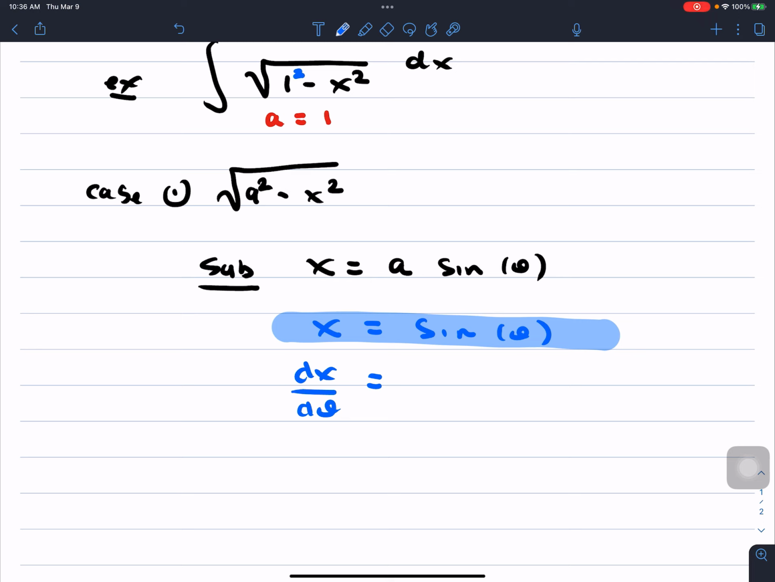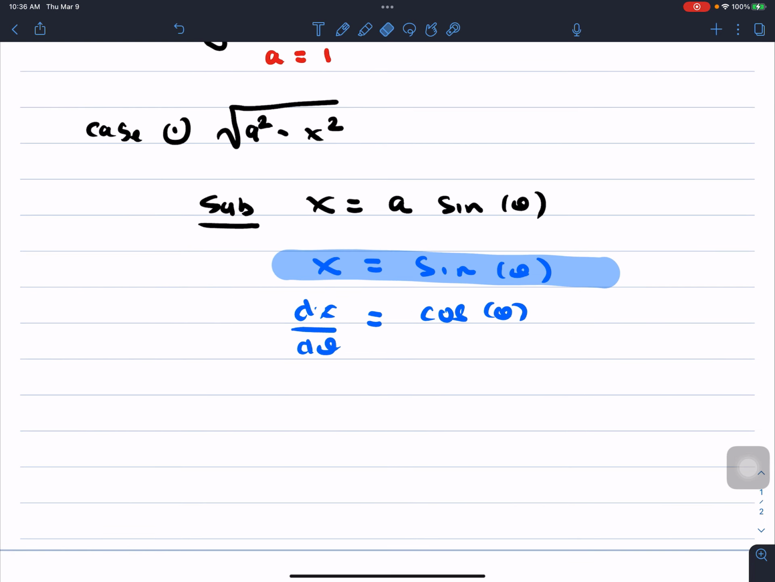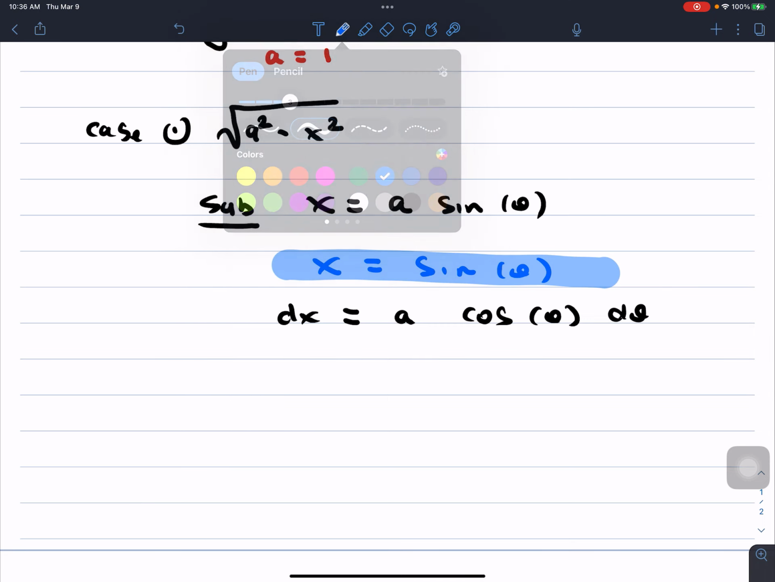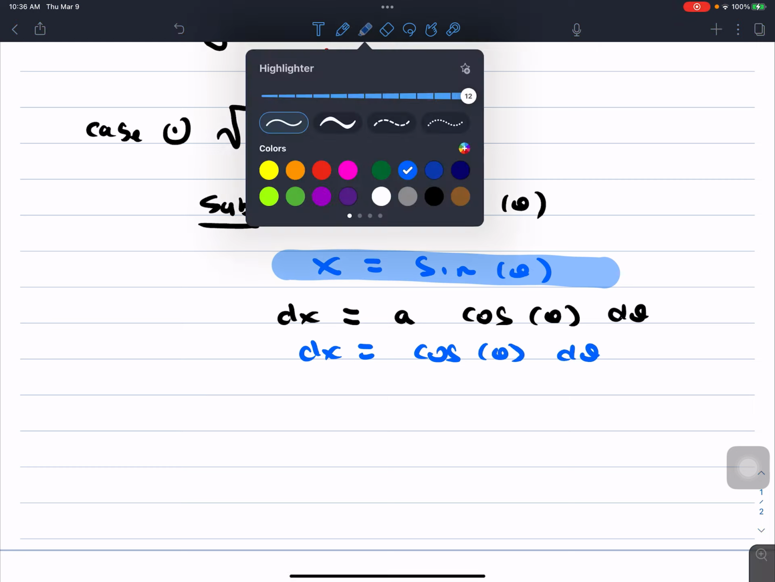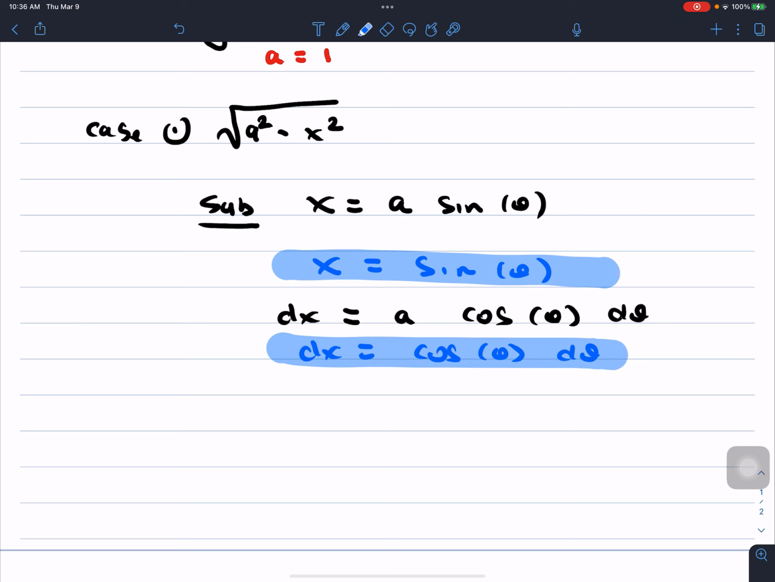So what's the derivative of sine? Is that cosine? Okay. So what your book will say is this. If x is sine theta, dx is what? Cosine theta d theta. So in this example, in blue, dx is simply cosine theta d theta. Okay? So you're going to do a trig substitution here.